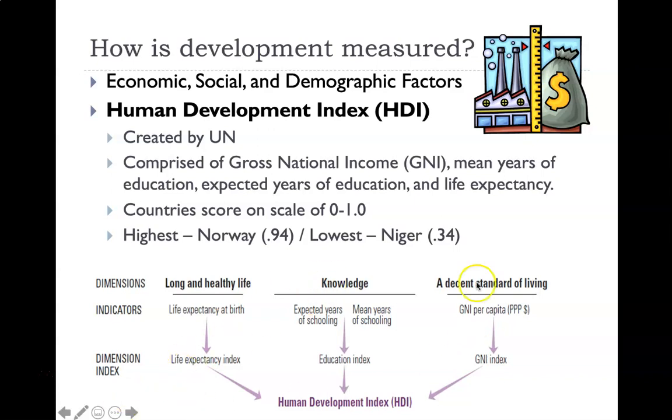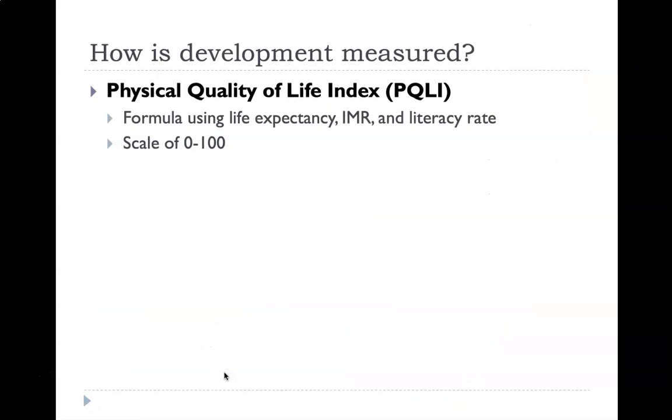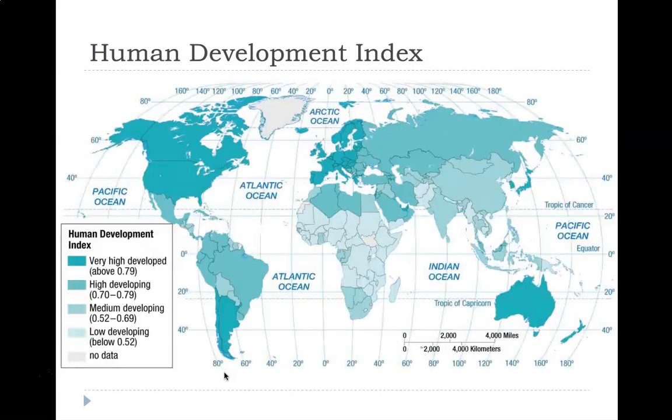You can see here, this is in your book, it looks at how we measure these things: knowledge, a decent standard of living, which is GNI per capita, and life expectancy, a long and healthy life. Another way we can look at it is the PQLI, the Physical Quality of Life Index, a formula that uses life expectancy, infant mortality rate, and literacy rate. It's not as popular, but it is another index that we could use.